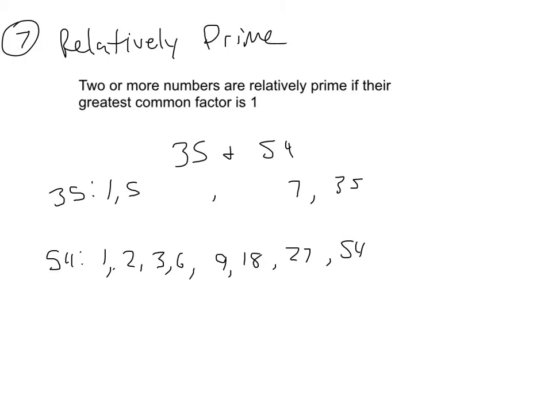So which is the greatest? Well, they both share a 1, that's good. A 5, does he have a 5? No. He has a 7, but does he? No. He has a 35, but does he? No. So 1 is actually the greatest common factor between those two numbers.